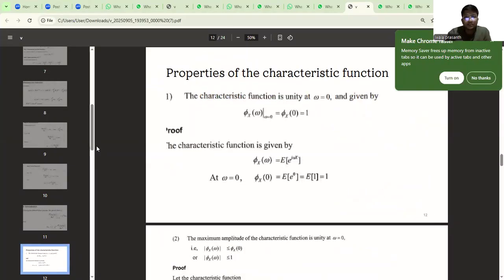Properties of characteristic functions. The characteristic function is unity at ω = 0, that is, φx(0) = 1. Proof: the characteristic function is given by φx(ω) = E[e^(jωx)]. At ω = 0, φx(0) = E[e^0] = E[1] = 1.